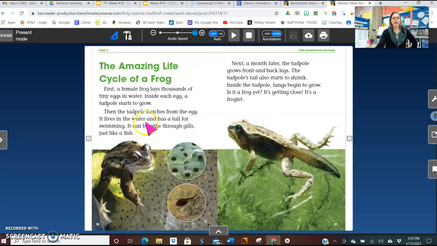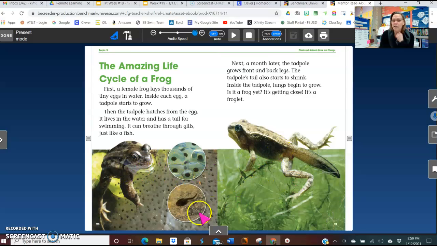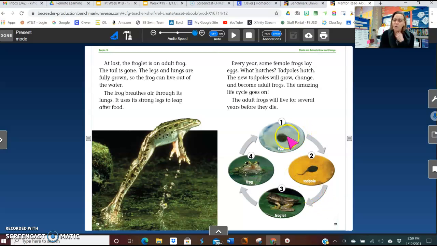If we know that the title says The Amazing Life Cycle of a Frog, what do you think that might be teaching us about? The life cycle is what? What is a life cycle? What are they going to be showing us? I'm also noticing I see pictures that look kind of similar, but again, they look kind of different. So you notice how things are growing and changing, right? The frog is growing and changing from one stage of its life to another. So through its life, it goes through these changes, I think.